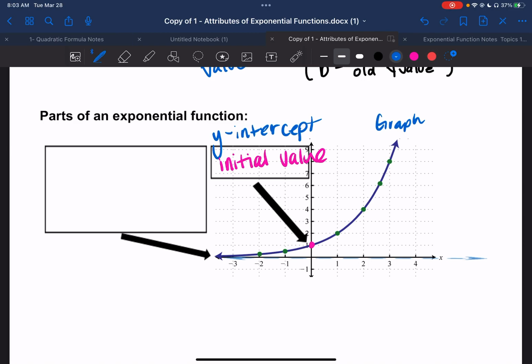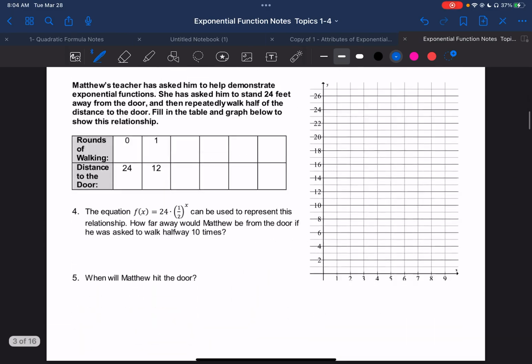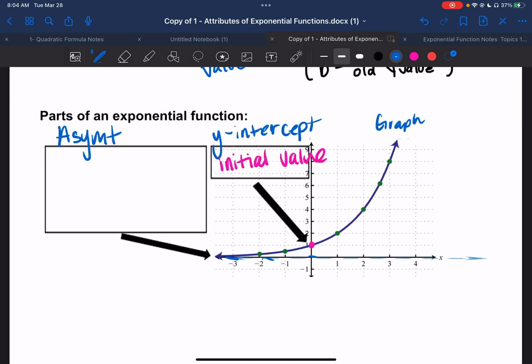Now what is this right here, this dotted line? This is called an asymptote. How do you spell asymptote? A-S-Y-M-P-T-O-T-E. So this right here is an imaginary line that your graph never touches.